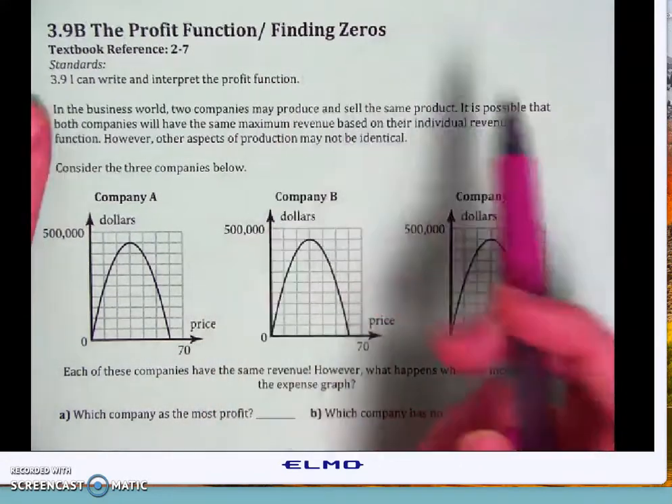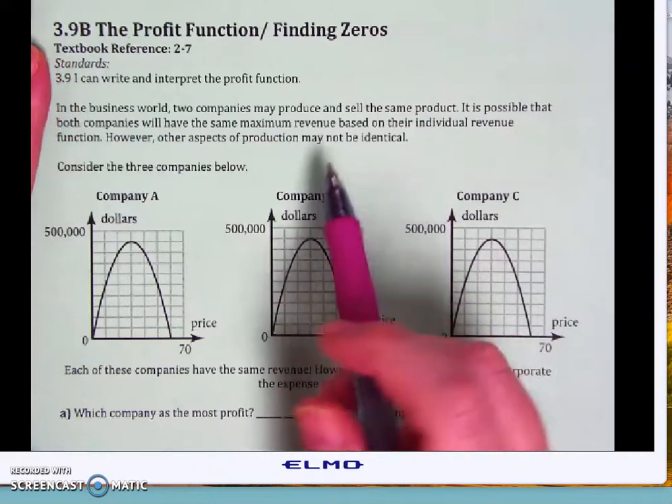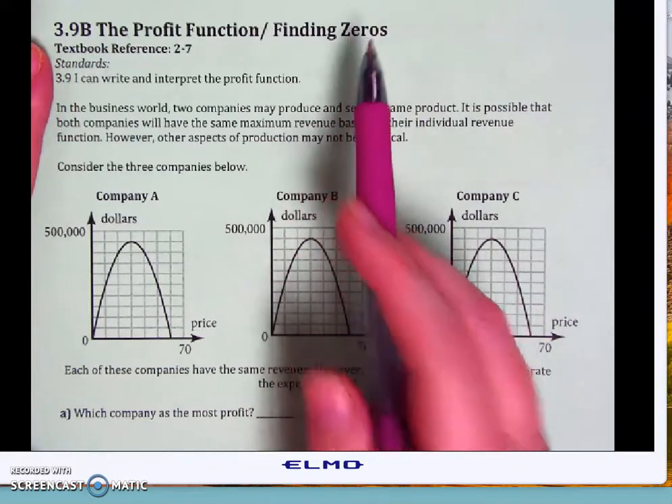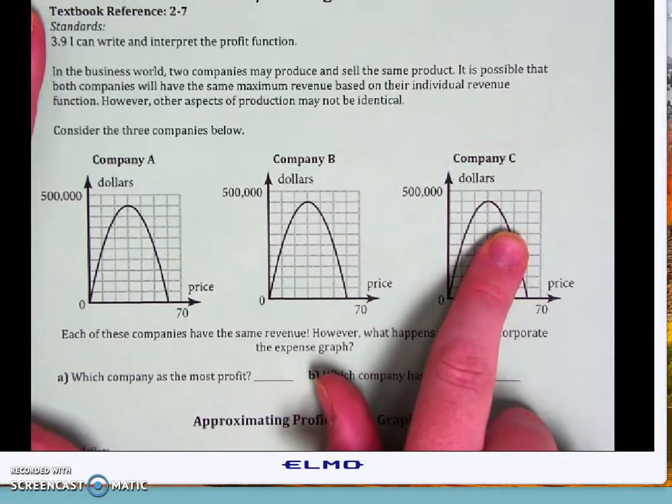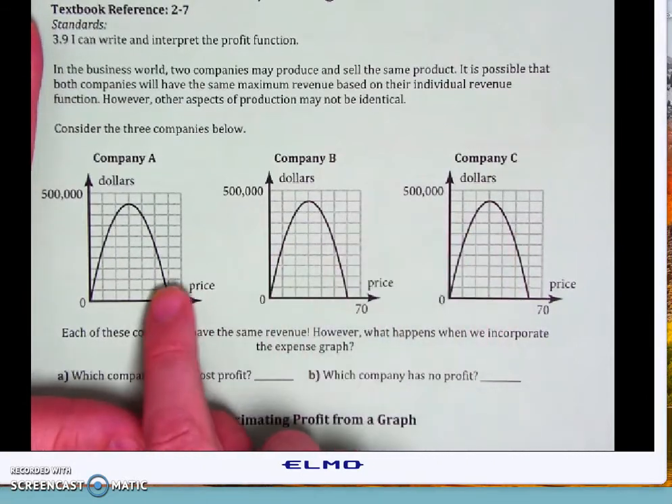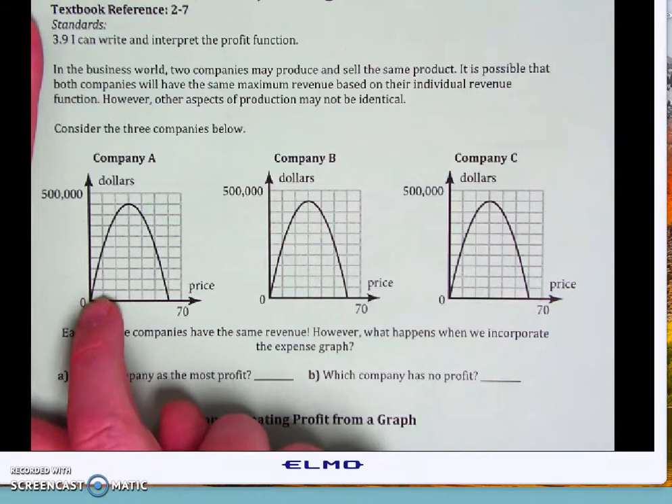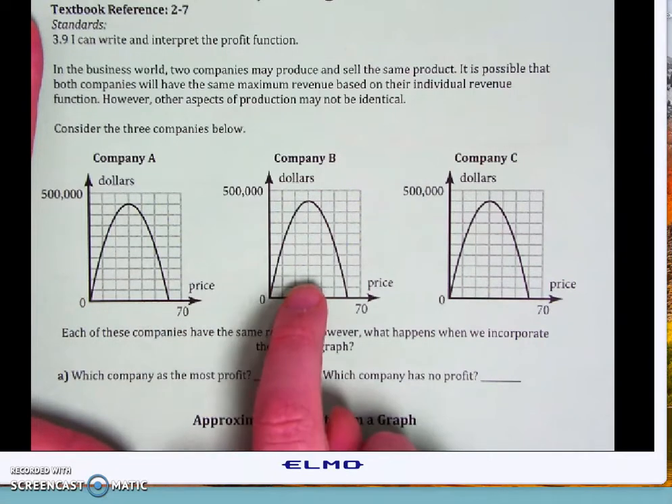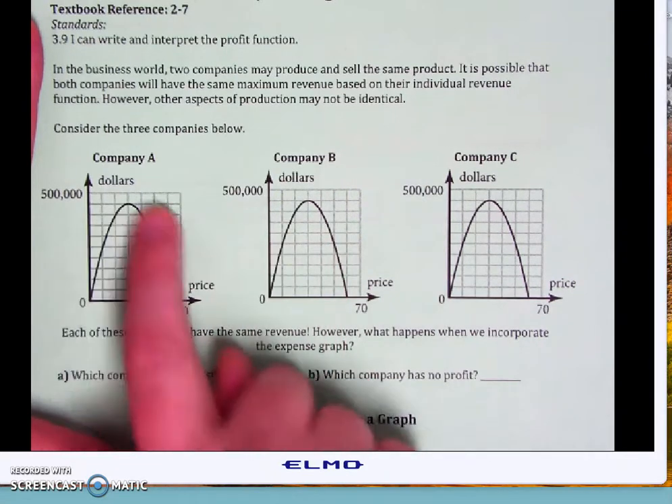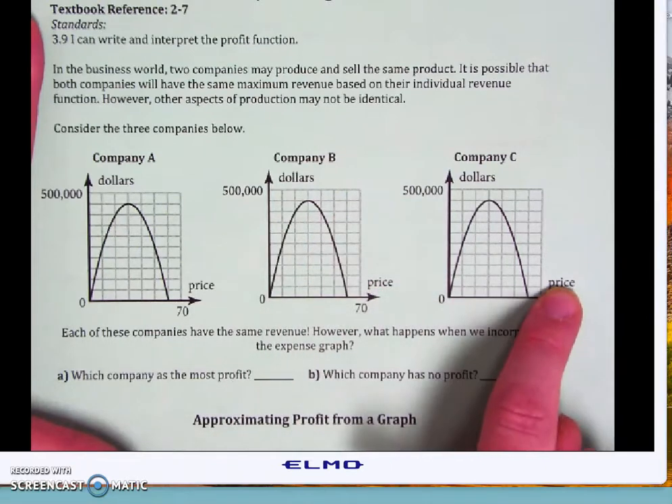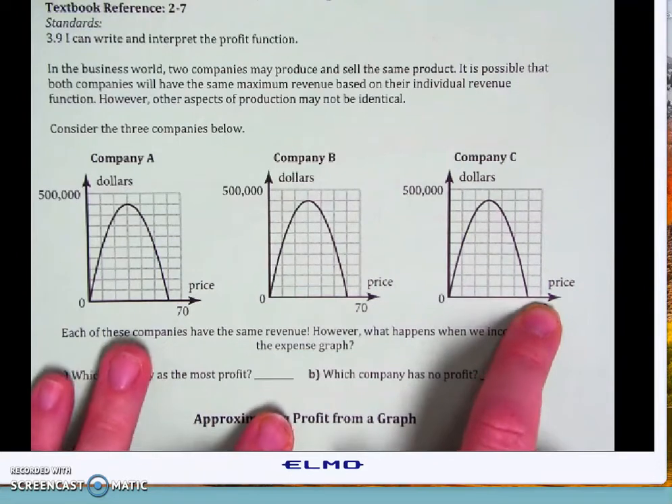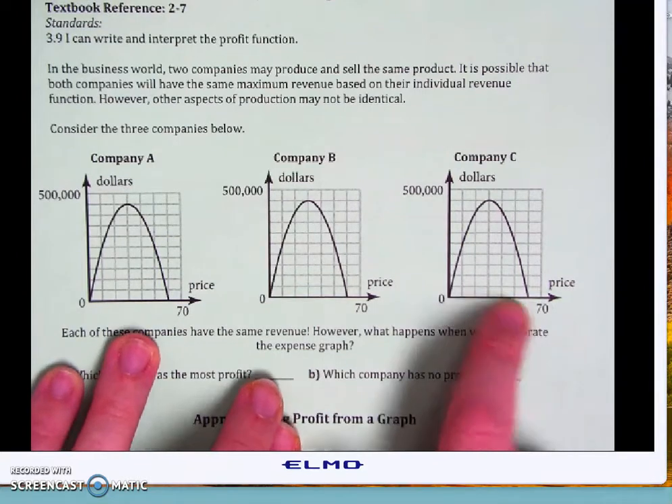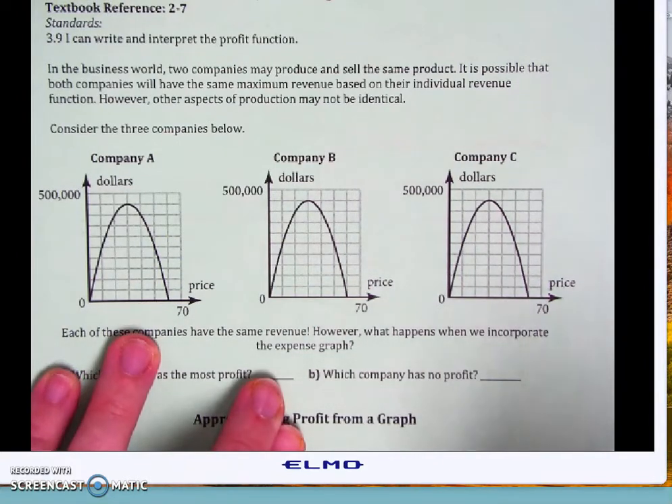Today we're going to continue talking about the profit function and finding the zeros or the roots for the profit function. So first off, we're going to compare three different companies. Each of these companies has the same revenue. So if you notice, they have the same x-intercepts and they have the same vertex. The parabola is the same for all three companies. Will all three companies have the same profit? We don't know because it's dependent on the expenses.